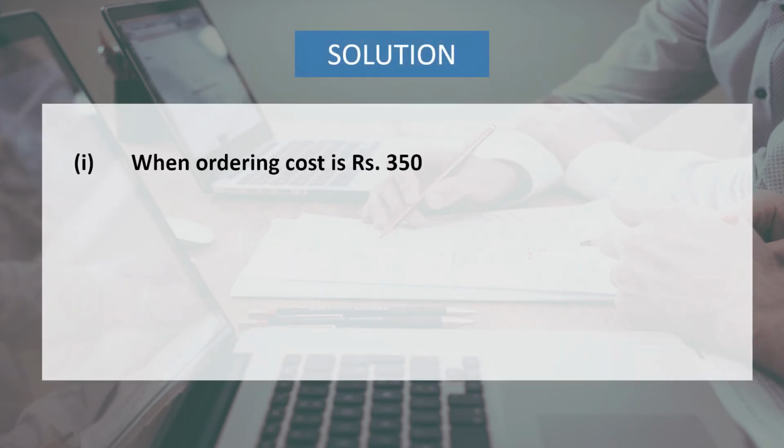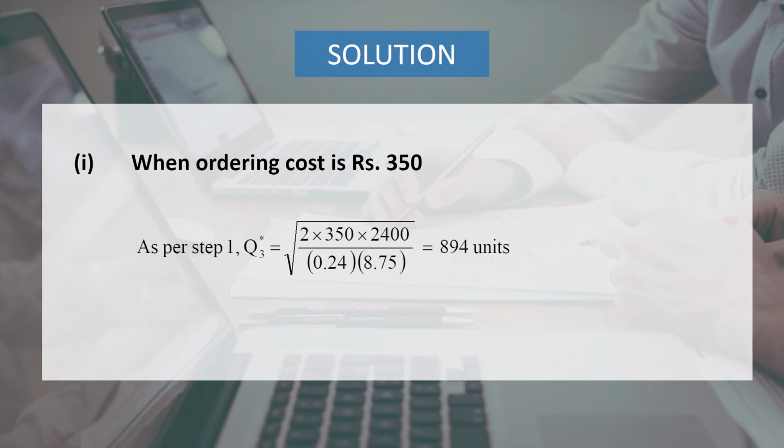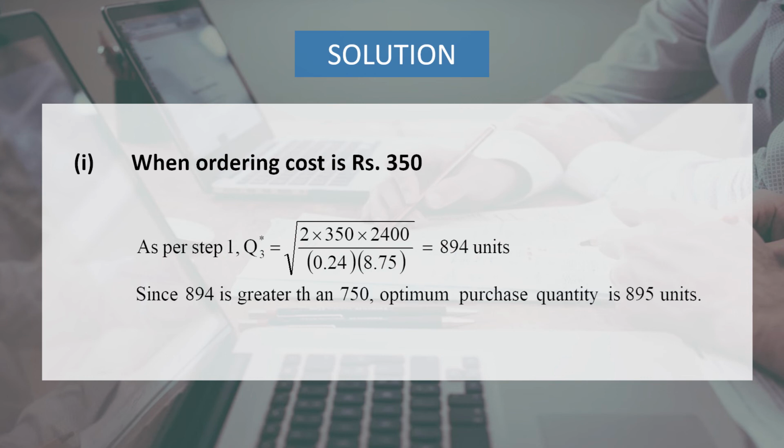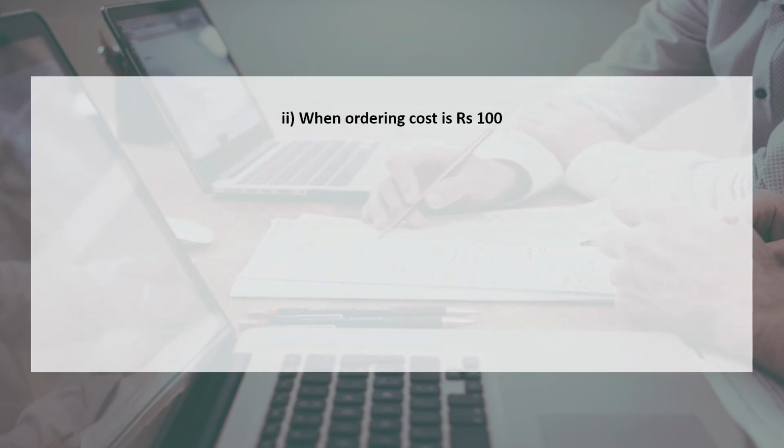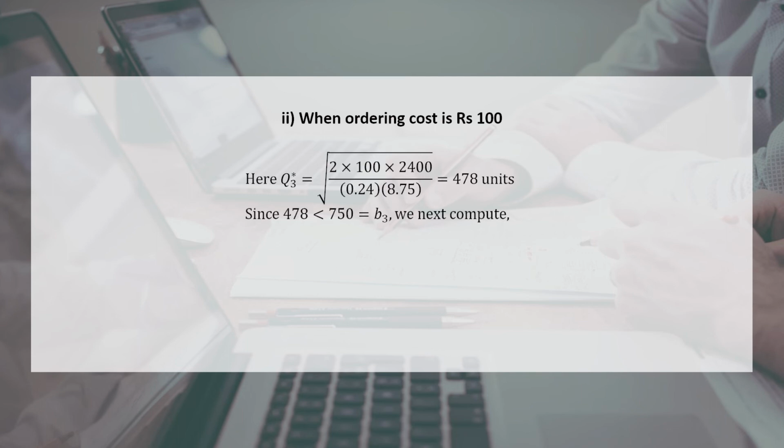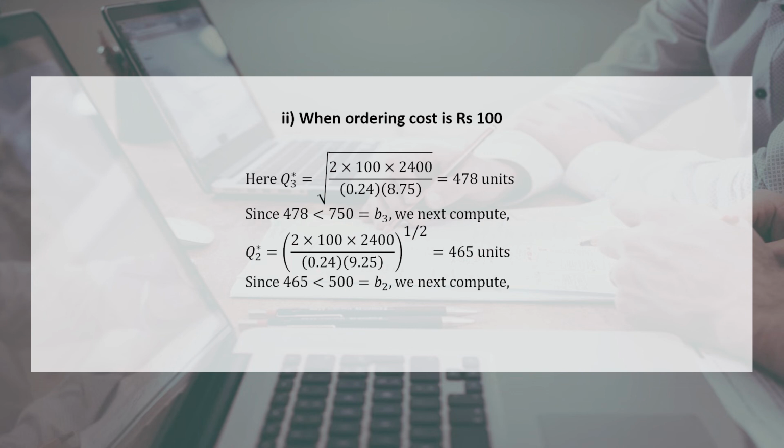When ordering cost is rupees 350, economic order quantity comes to 895 using the simple lot size formula. You can see that it is more than 750, so the quantity is 895 and you can choose that economic order quantity for the purchase. Now the second is when ordering cost is rupees 100. You can see that it comes to 478, which is less than 750, so you should move to the next higher unit price. In that case, when you calculate the economic order quantity, it comes to 465, which is still less than 500.